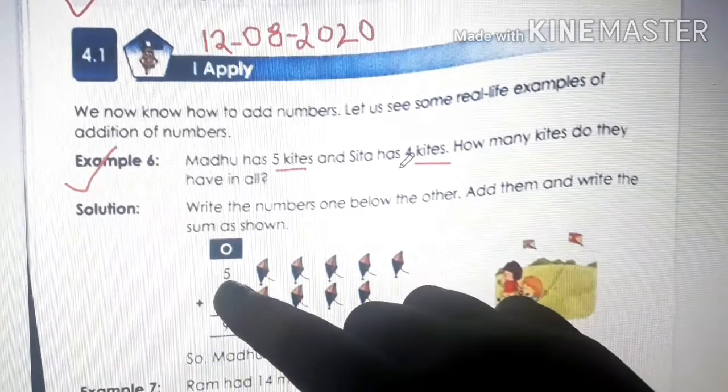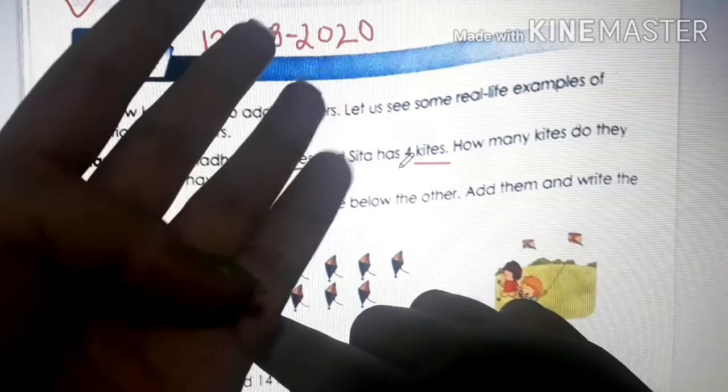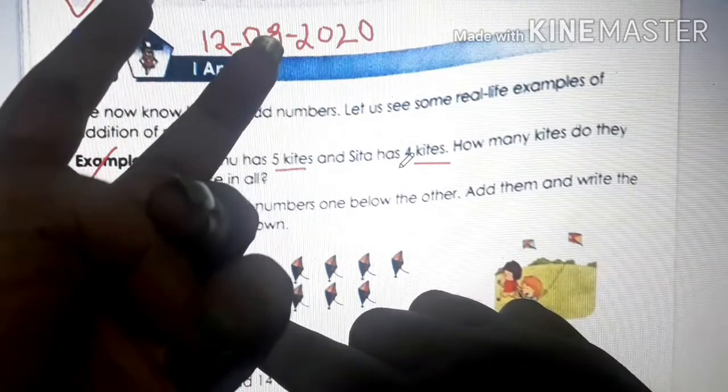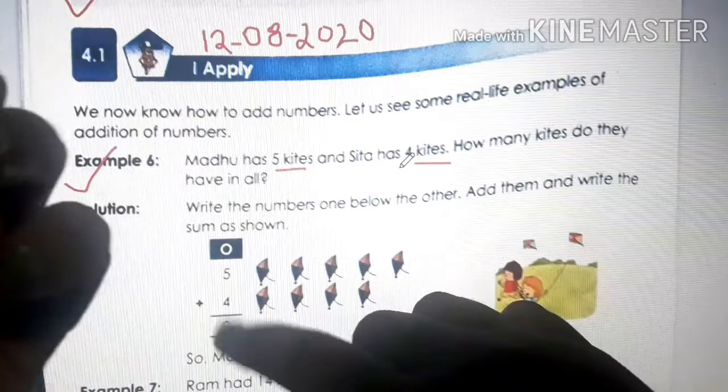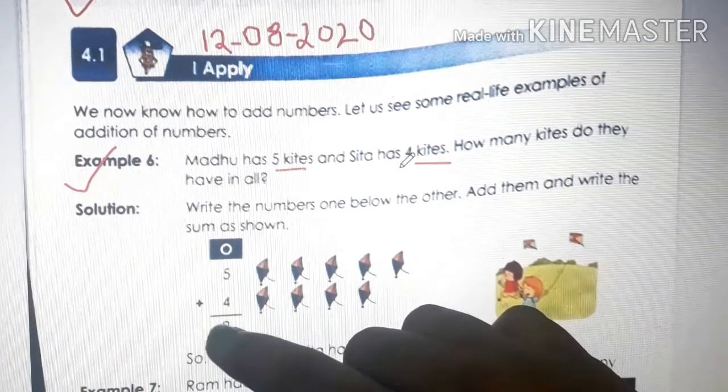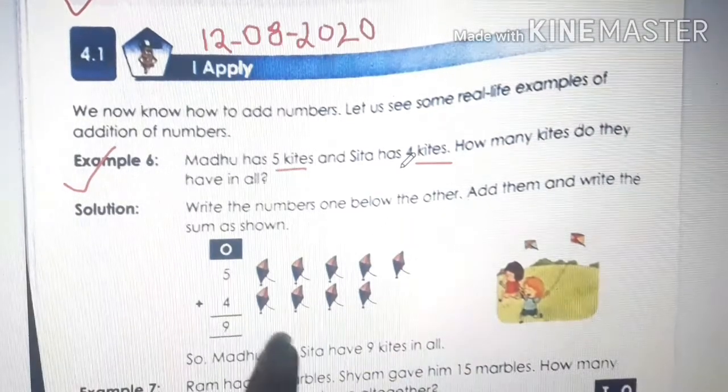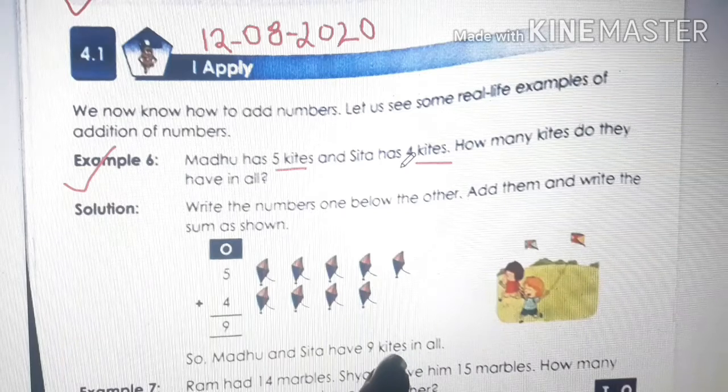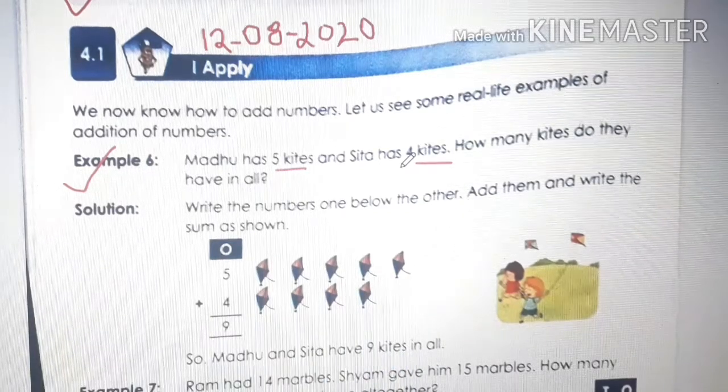So you keep the bigger number in your mind. Then after 5 you can start counting 6, 7, 8, 9. So the sum is 9. So Madhu and Sita have how many kites in all? 9 kites. Is it clear?